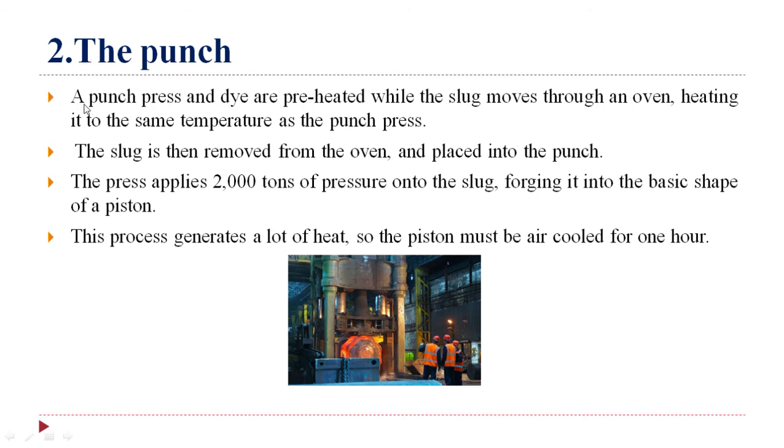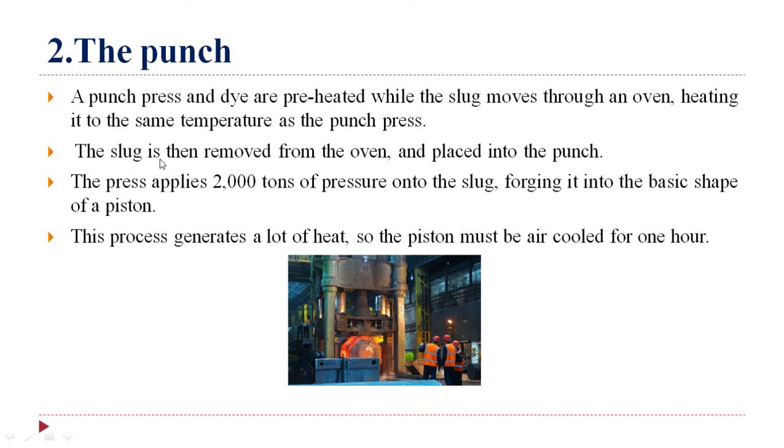Then a punch press and die are preheated while the slug moves through an oven, heating to the same temperature as the punch press. The slug is then removed from the oven and placed into the punch. After cutting the rod into slugs, these slugs are preheated up to 426 degrees Celsius, and this temperature is approximately the same temperature as the punch press.